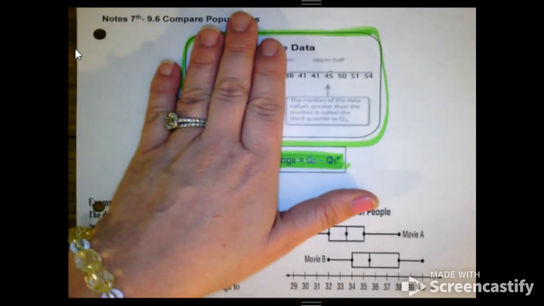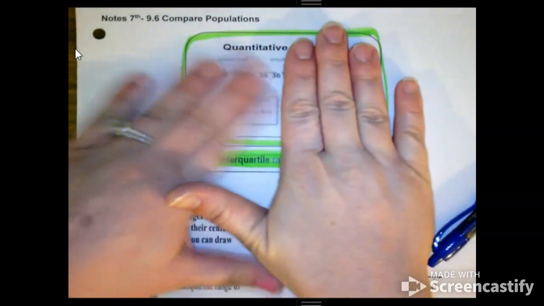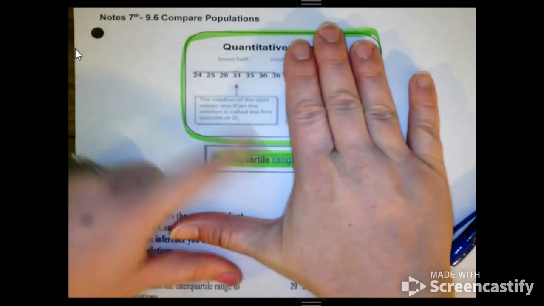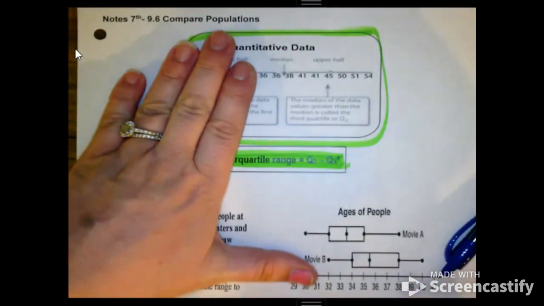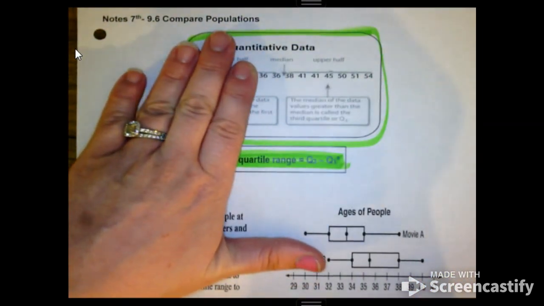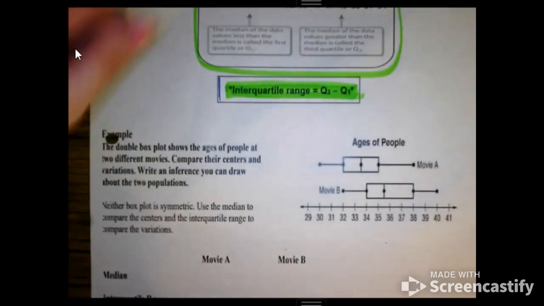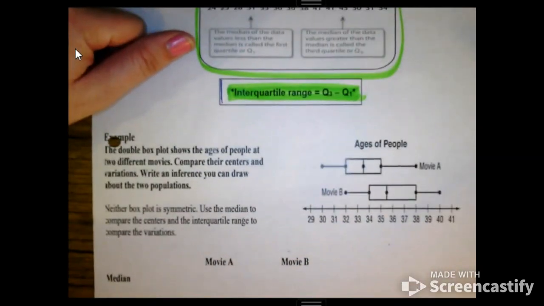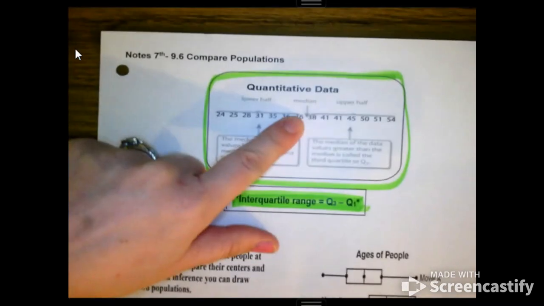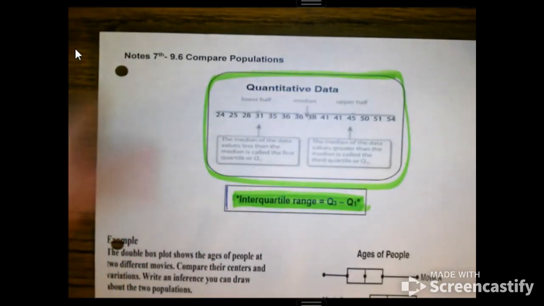So the Q means quartile. It's just a part of the data. Quartile 1 is your first half. Q1 is the median of the first half of the data. Q3 is the median of the second half. Median is like the middle part? Yes. Median is the middle of all of it.